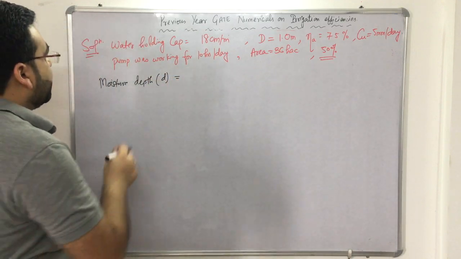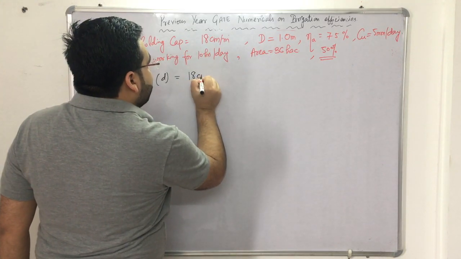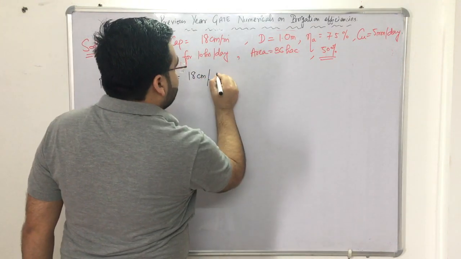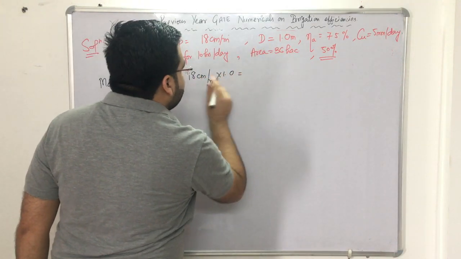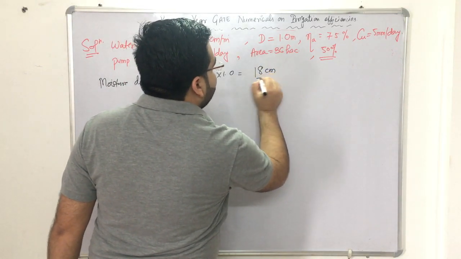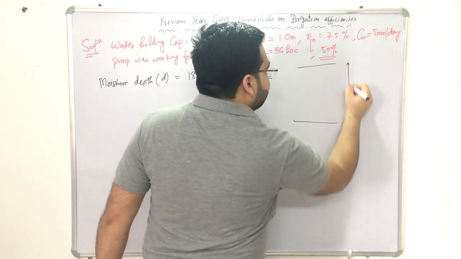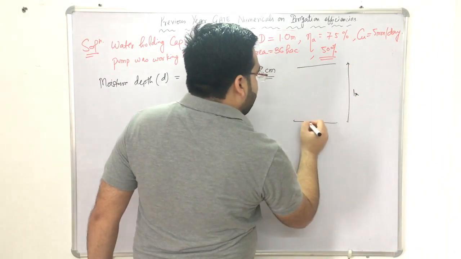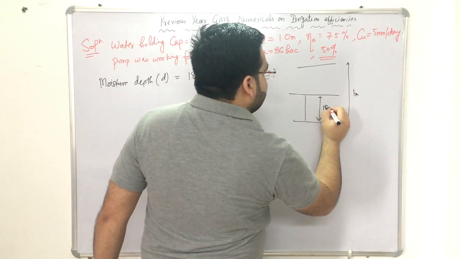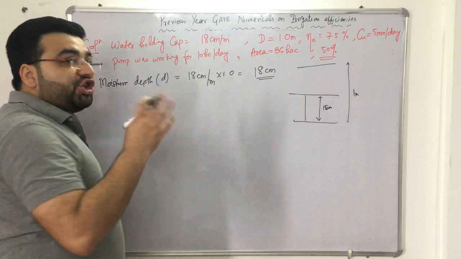So it is actually equal to, so water holding capacity is 18 centimeter per meter, and the root zone depth is 1 meter. So for 1 meter, the water holding capacity will be just 18 centimeter. Let us say that this is the root zone depth, that is 1 meter. So just about 18 centimeter, this is 18 centimeter, it actually has the moisture content, right?